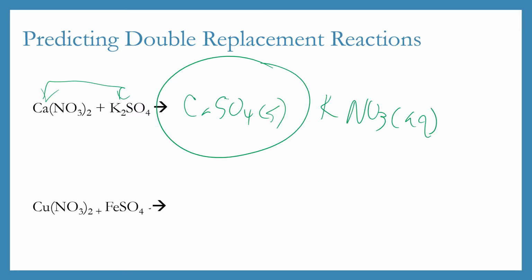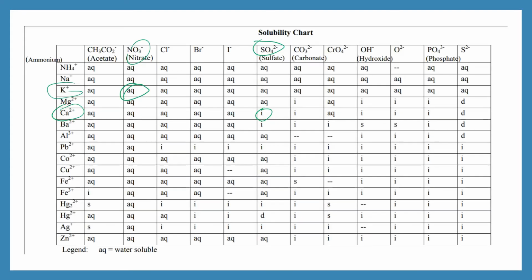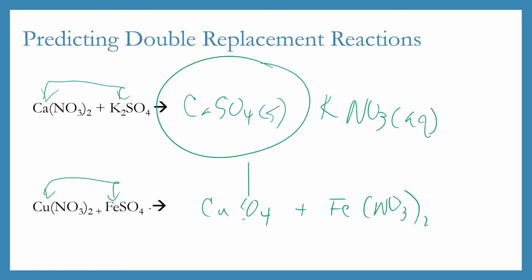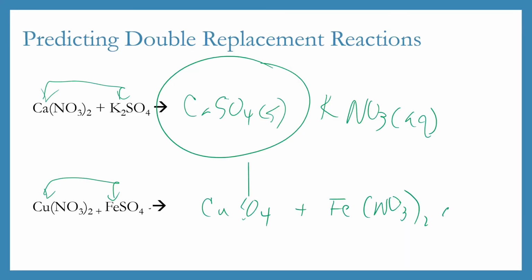So copper nitrate with iron sulfate, you're going to switch out your metals. So the copper will now be with the sulfate and the iron will be with the nitrate. And then you would come to this chart again and you would look for copper, which is here, and sulfate, which is there. So copper sulfate is aqueous. And then what was the other one? Iron nitrate. And iron, let's go with, say it was 2, and nitrate is here. So aqueous. So iron 2 would also be aqueous.